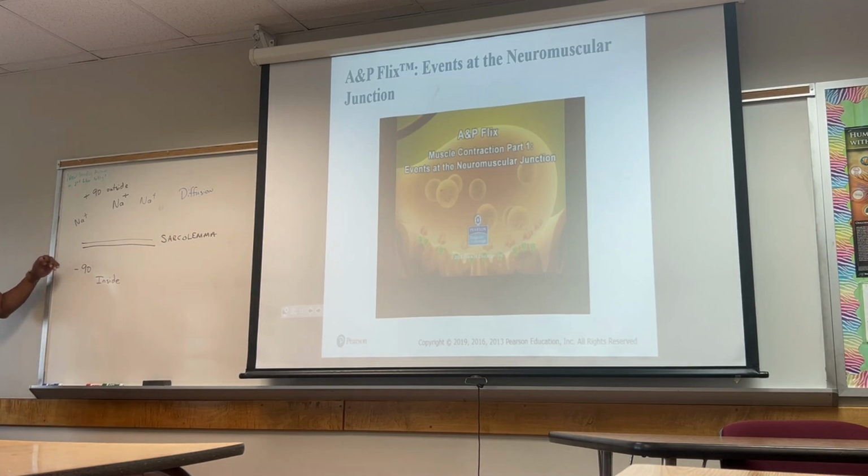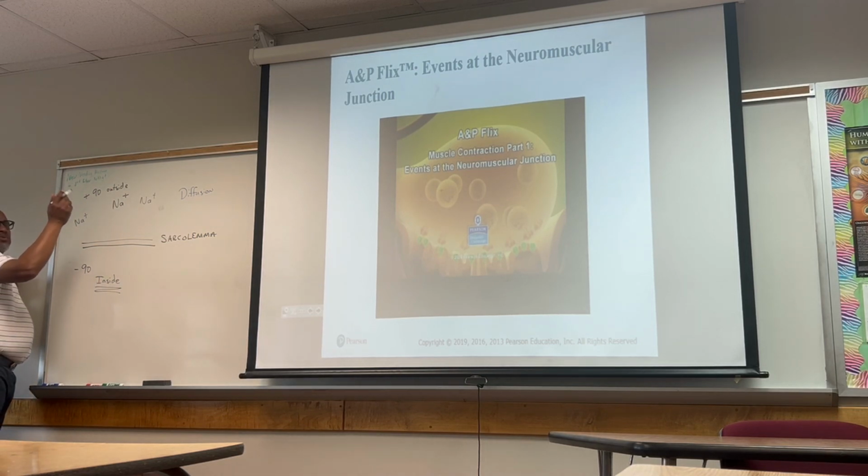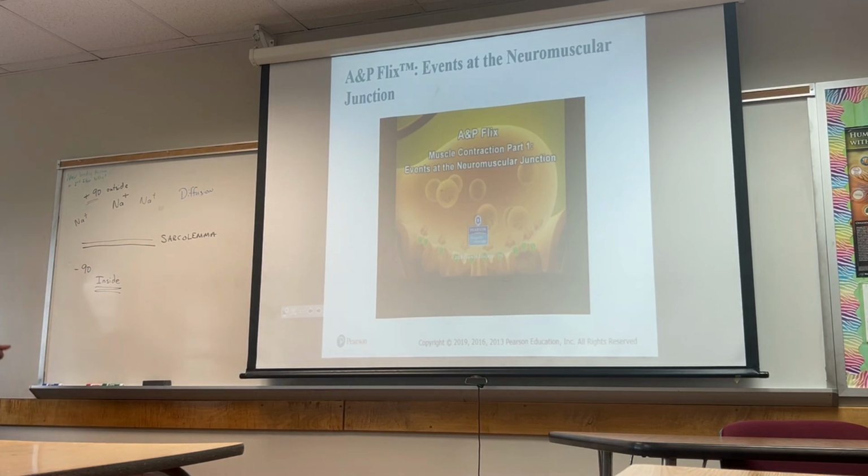Inside the muscle cell, it's negative. Outside the muscle cell, I just put plus 90. I don't really know what it is outside, but it's positive, okay? Negative and positive have to do with the ions that are there. Anybody remember ions from high school biology? We're not getting into the deep chemistry of this, all right?